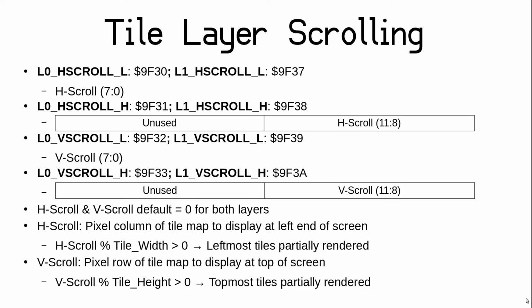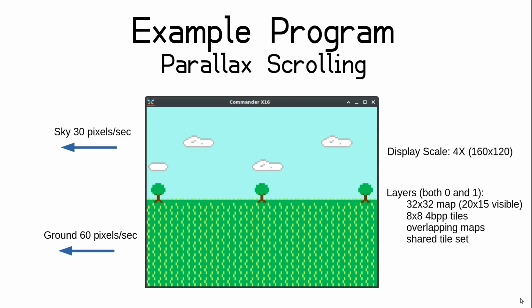4096 is a nice big magic number that is an even multiple of any possible map dimension, so you can make any tile map scroll infinitely just by continually incrementing or decrementing the scroll values. As the upper nibbles of the high byte registers are unused, you don't even have to worry about masking those out, and just do regular 16-bit math to calculate scroll positions. We're going to see how this works with our example program.